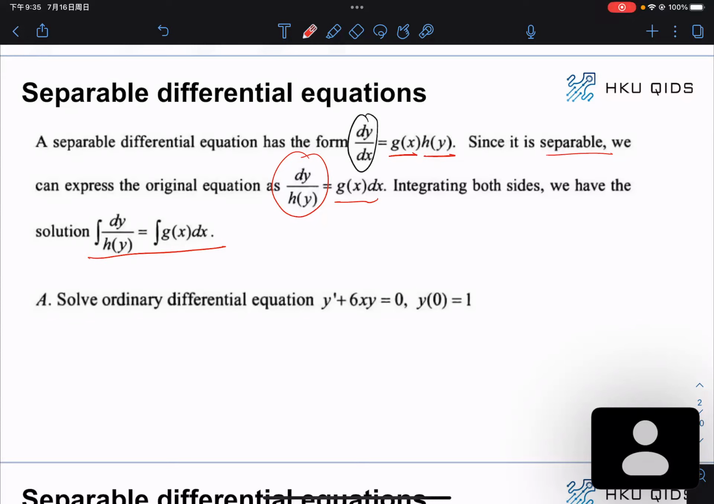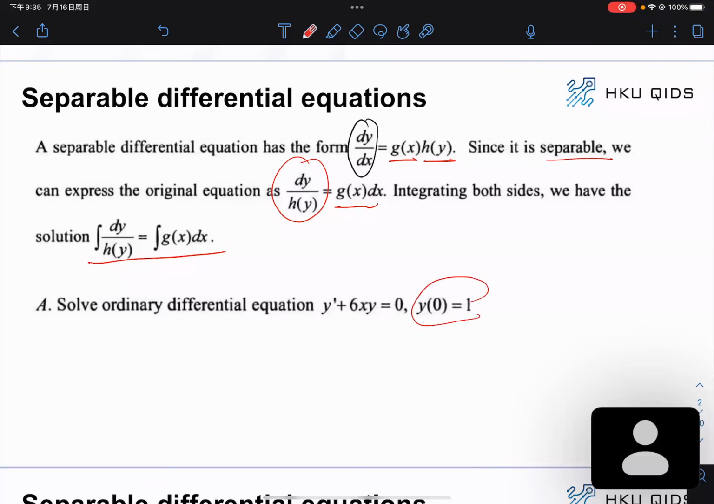For this question, we are going to solve the ordinary differential equation: y's first order derivative plus 6 multiplied by x multiplied by y equals 0. The reason we also have y(0) equal to 1 here is to help us determine the constant after the integration, okay? So let's start. First, we rewrite the equation like this.